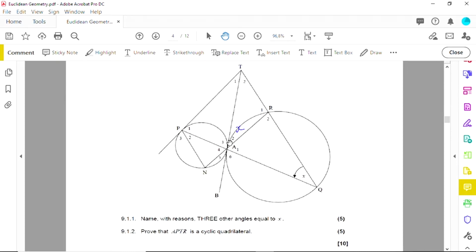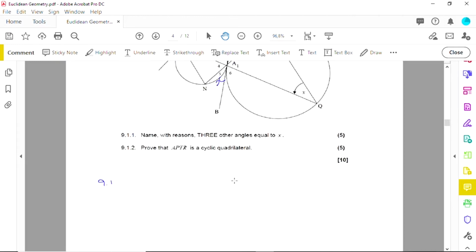Now look at this line, TB, and this line, AN. Because these are straight lines, then A5 must also be equal to X. These are vertically opposite angles. And I can use this tangent on the smaller circle. Using the tangent on the smaller circle, you can clearly see that A5 is equal to P2, tan quad theorem. So P2 must be equal to X. We have 3 angles that are equal to X. So it's a matter of just writing them down.